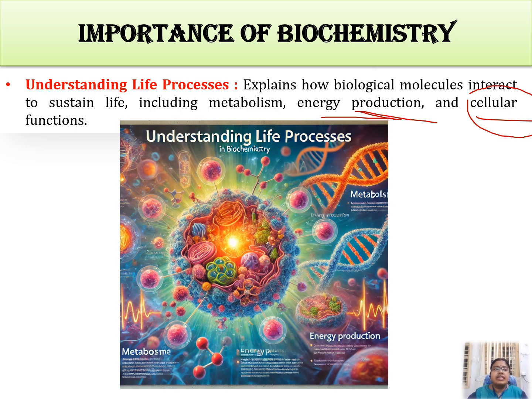When you eat food, your body breaks it down into energy. Then the body uses this energy to build and repair tissues. So breaking down is catabolism and making is anabolism. Then energy production: cells require energy to function, which they get through cellular respiration. In the presence of oxygen, it is aerobic respiration. In the absence of oxygen, it is anaerobic respiration.